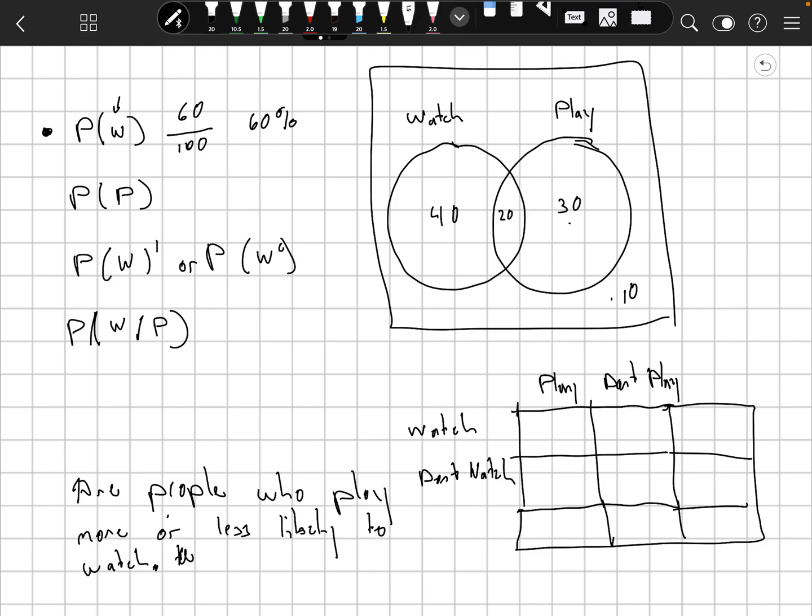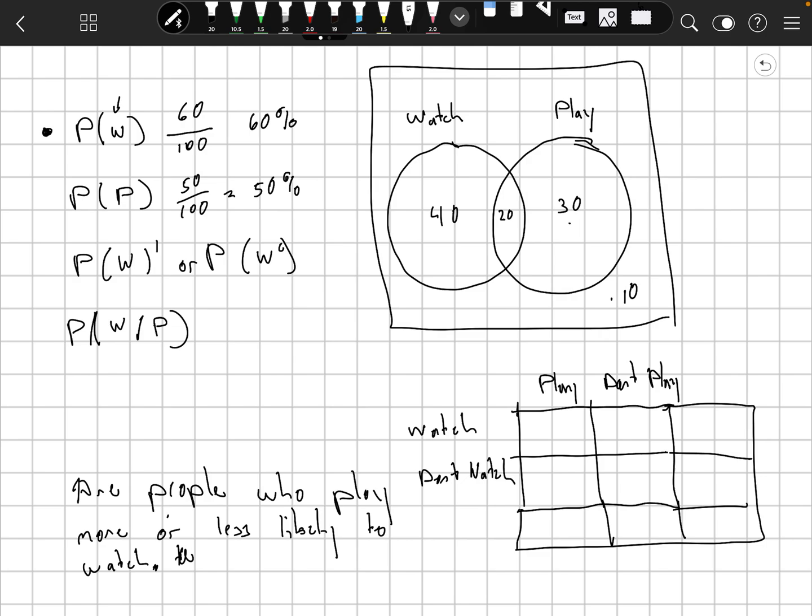Okay, let's see. Probability of playing. Take a look at the other circle. You can see 20 plus 30. That's 50 out of 100, or 50% of the people who were surveyed play basketball.